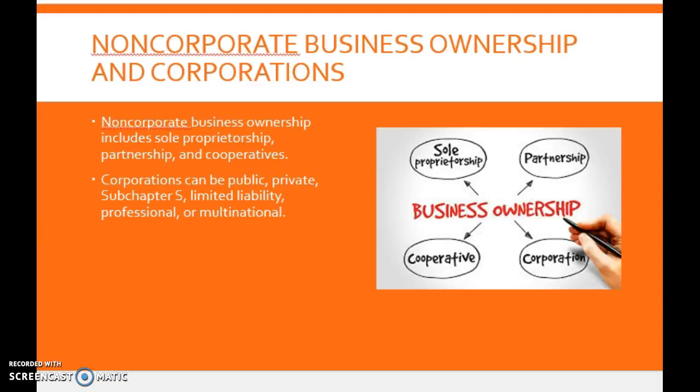Businesses can generally be separated into two groups: non-corporate and corporate. Non-corporate business ownership includes sole proprietorship, partnership, and cooperatives. Table 3.1 on page 72 in the textbook is an excellent chart to compare each business type. We will also review many types of corporations, including private, public, subchapter S, limited liability, professional, and multinational.